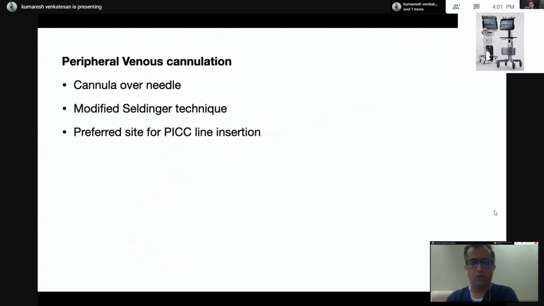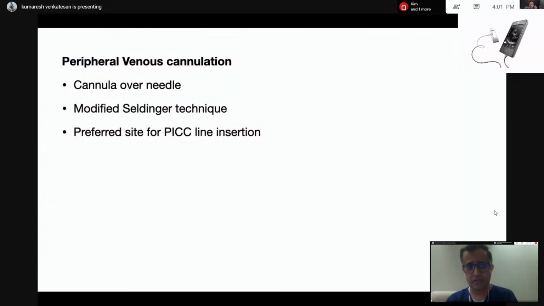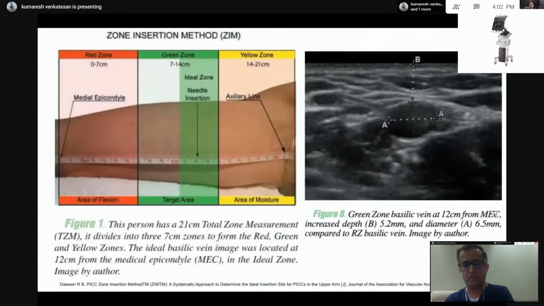Okay, so we talked about this 6-step approach. What other areas do we use ultrasound for vascular access? We use it for peripheral venous cannulation. The catheters we often use are either cannula over the needle or modified Seldinger technique. We talked about the anatomy earlier. The recommended site for PICC line insertion is the arm.